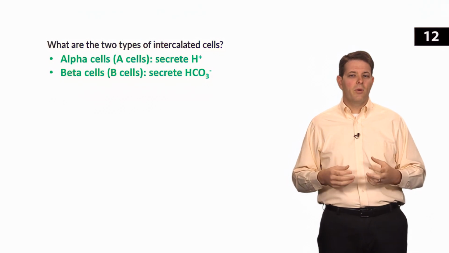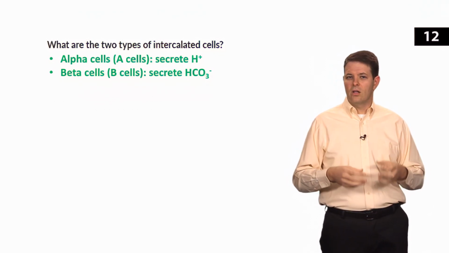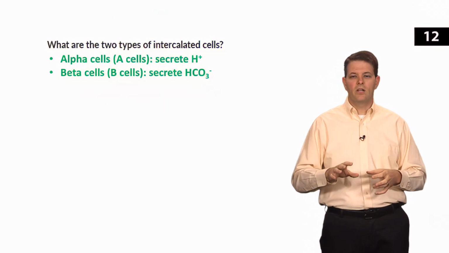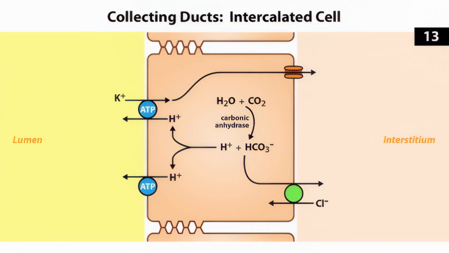Now there are diagrams of both a principal cell and an intercalated cell in your study guide. We're going to look at the principal cell in just a second, but first let's take a look at the intercalated cell. Over here on the left is a hydrogen-potassium exchanger, which allows the cell to secrete hydrogen ions and to reabsorb potassium. So, what type of intercalated cell is this? Is it an alpha cell or a beta cell? It's an alpha cell. A for alpha, A for acid.